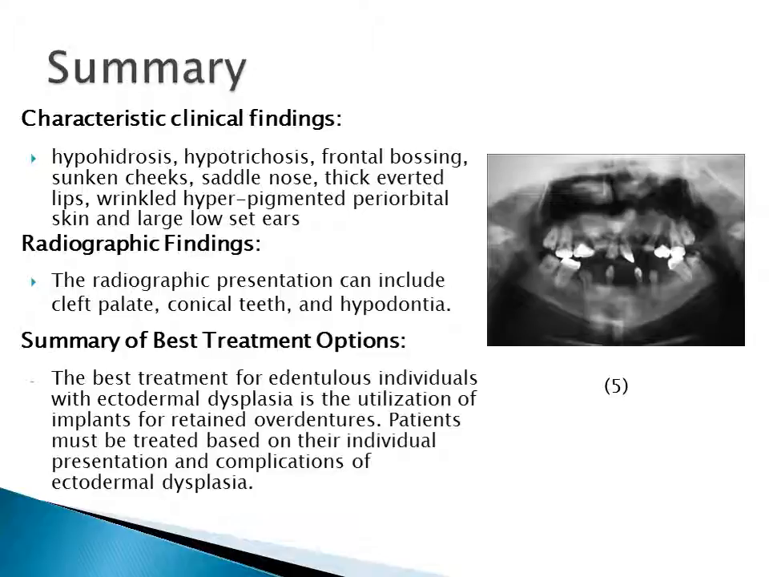The summary of best treatment options. The best treatment for edentulous individuals with ectodermal dysplasia is the utilization of implants for retained overdentures. Patients must be treated based on their individual presentation and complications of ectodermal dysplasia. The image shown is another radiographic image of an individual with conical-shaped teeth and hypodontia.